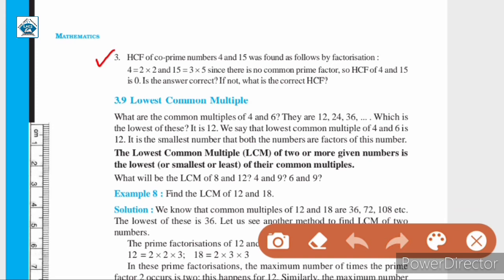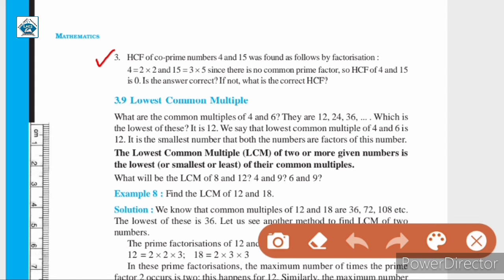Question number 3. The HCF of coprime numbers 4 and 15 was found as follows by factorization. 4 is equal to 2 multiplied by 2 and 15 is equal to 3 multiplied by 5. Since there is no common prime factor, so HCF of 4 and 15 is 0. Is the answer correct? If not, what is the correct HCF?